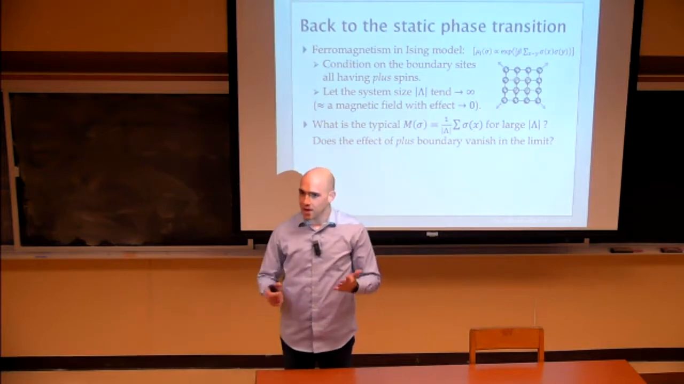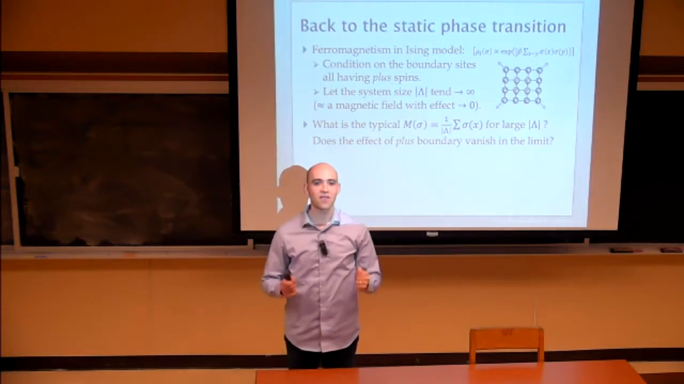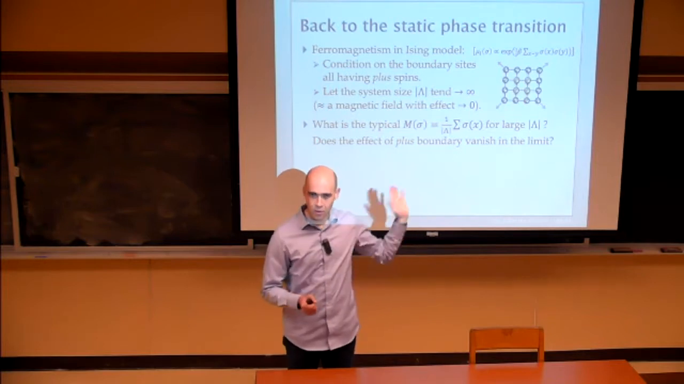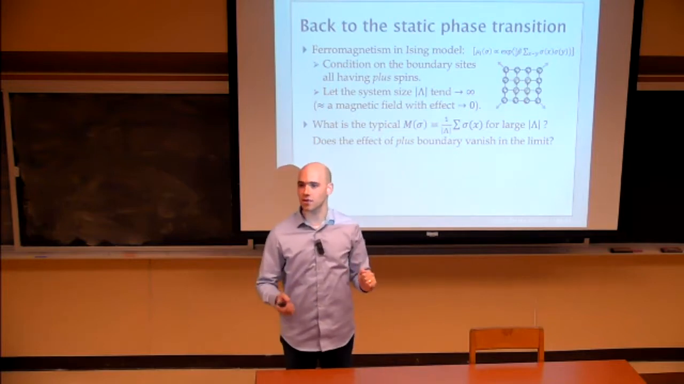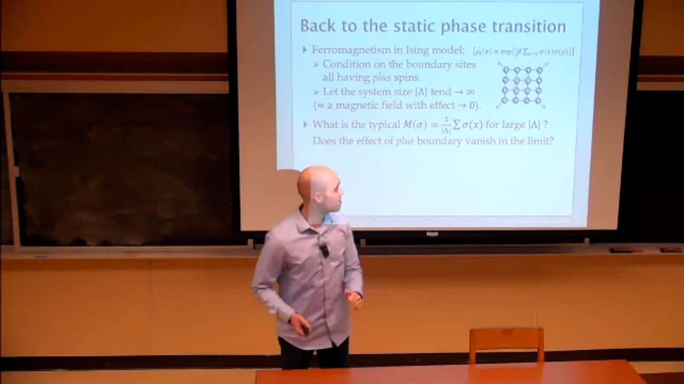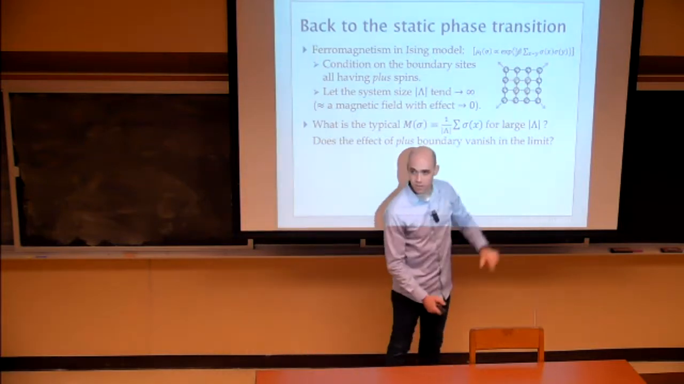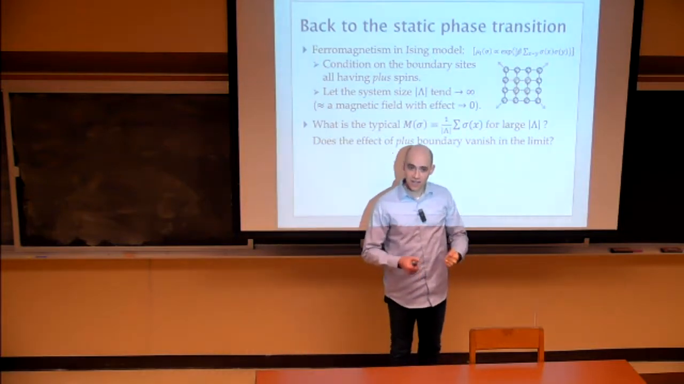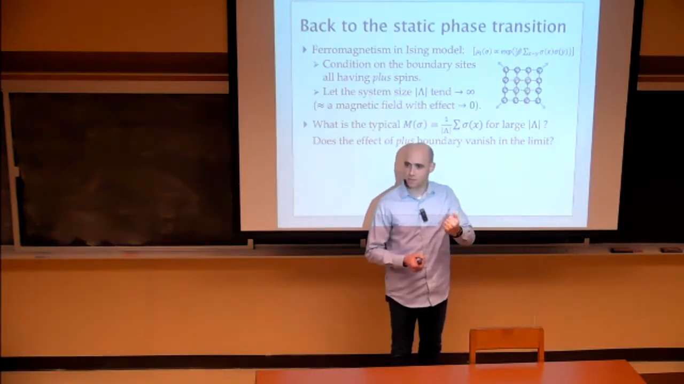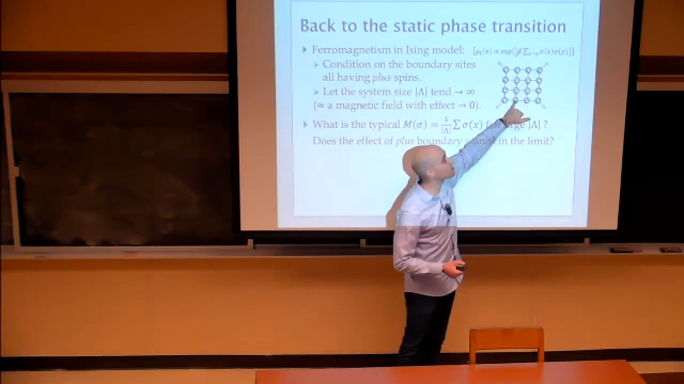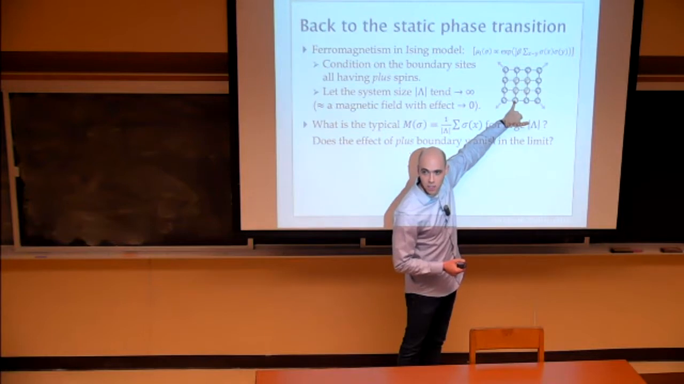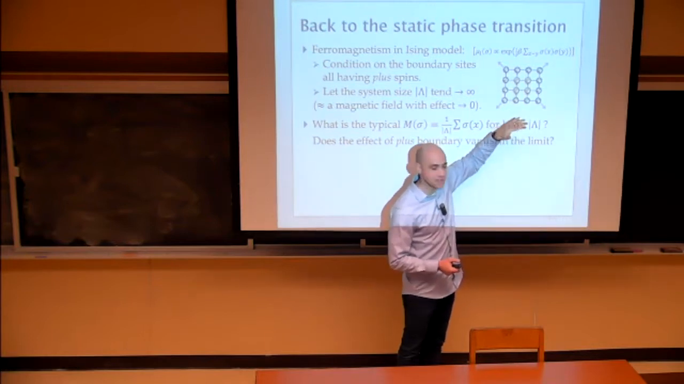Okay? That is my magnetic field. I mean, there are other ways to see this, but this is one way to see it. In one sense, is it a magnetic field? The sites right next to the boundary feel an effect towards being plus, because they have a fixed neighbor that is always plus. It's never changing. So they have a pull towards plus.